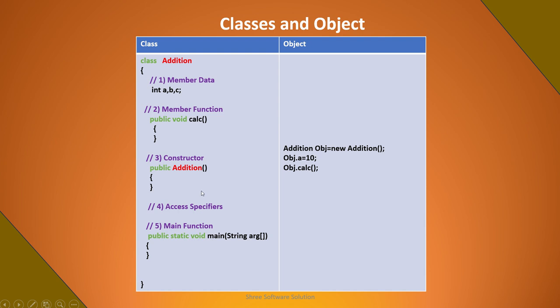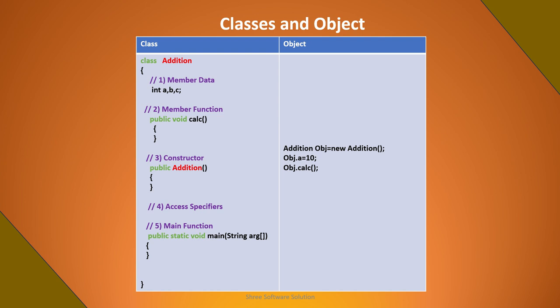This is one of the special functions available in all classes, not only in the addition class. In whatever class you create, the default constructor is available by default, and if you need it, you can use it. Mostly we use the constructor function to assign values to variables. I will do it practically. We also have access specifiers: private, public, and protected. These are the three levels, and they also have to be written inside the class only.